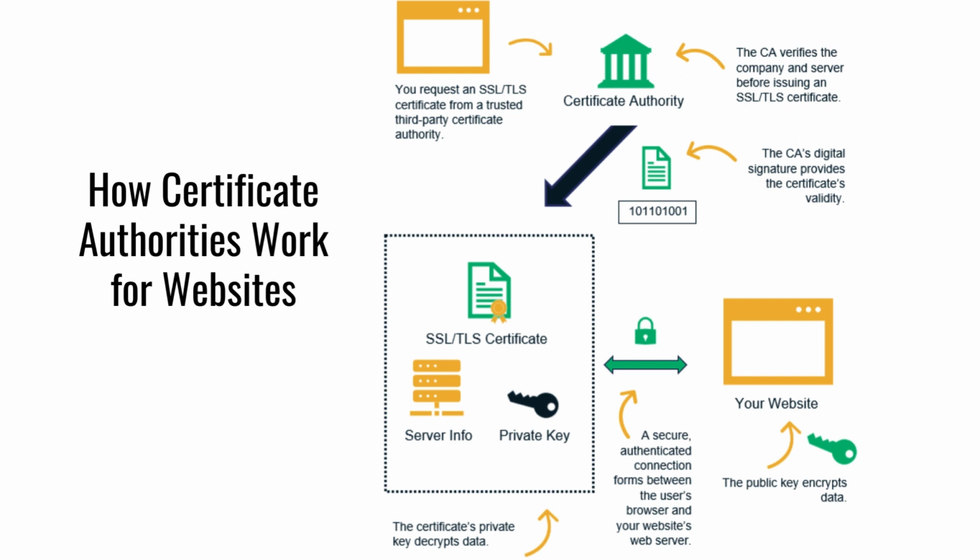This is an illustration of what happens when you request an SSL or TLS certificate for your website, and the role the certificate authority, the CA, plays in the process. As you can see in the illustration, it starts with you requesting an SSL or TLS certificate for your domain from a public certificate authority. Before the certificate authority can issue the cert, they first need to verify your identity and that you also control the domain in question.